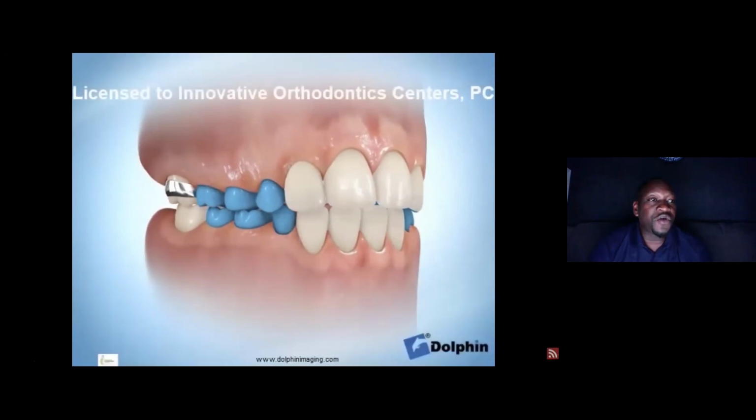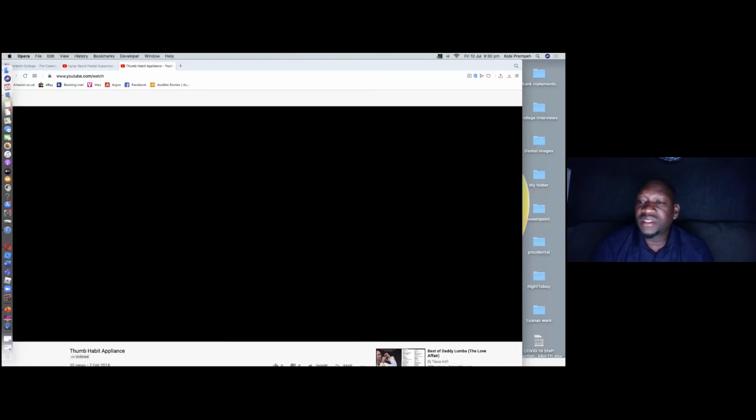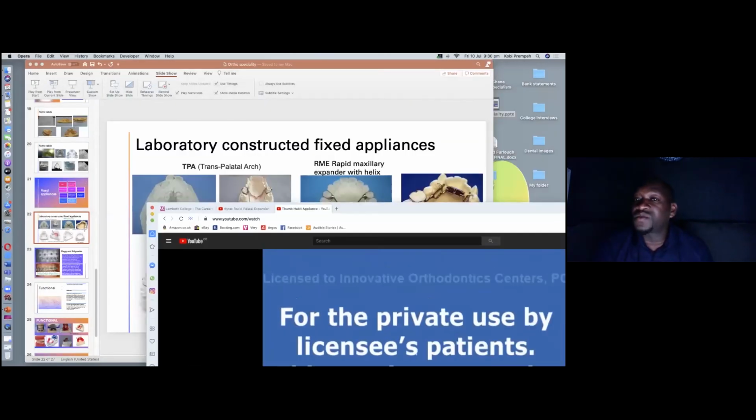And this will be used over the course of a number of months, sometimes even a year to 2 years, to correct the various different types of malocclusion that occurs within these patients.